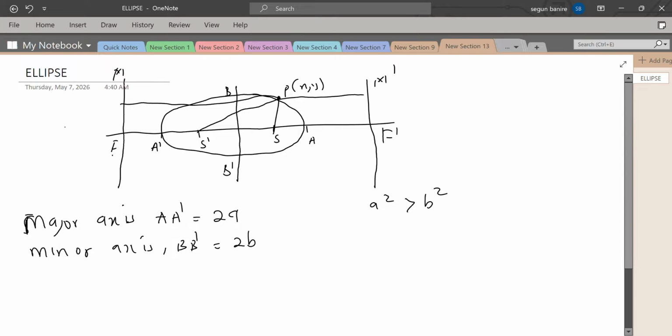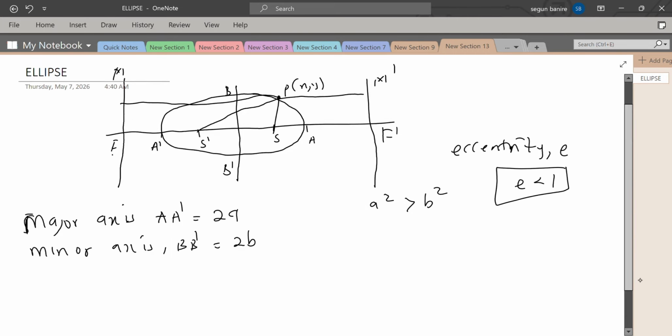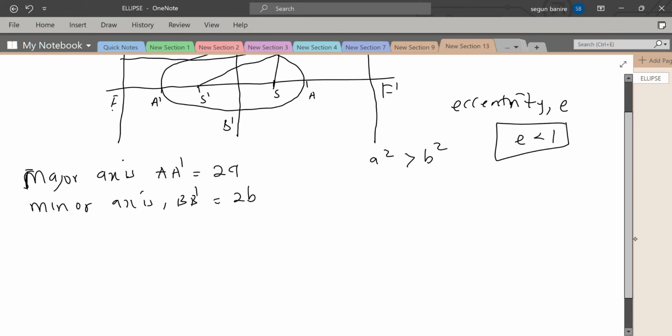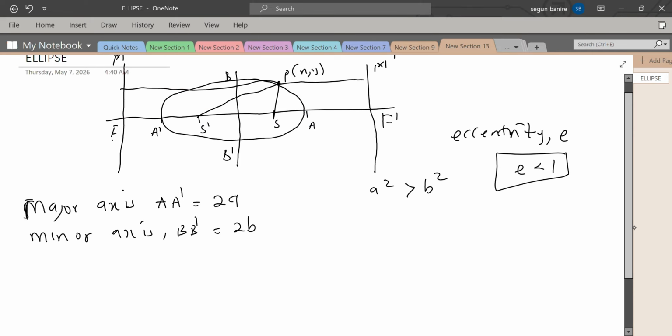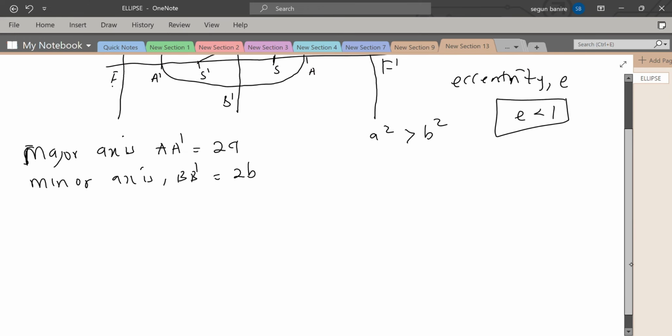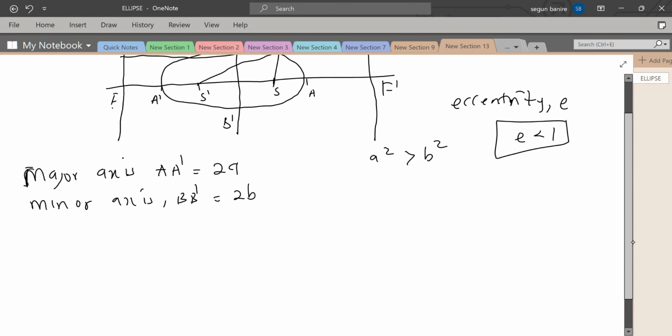And also remember in ellipse that there is what we call the eccentricity. In ellipse, the eccentricity, which is E, is less than 1. Please take note of that. It is always less than 1. Not negative, but just less than 1. So what else do we need to discuss?